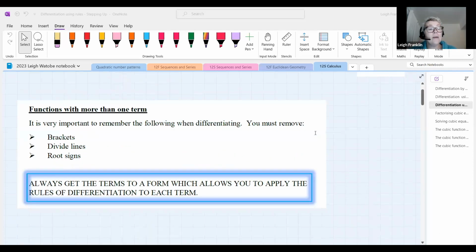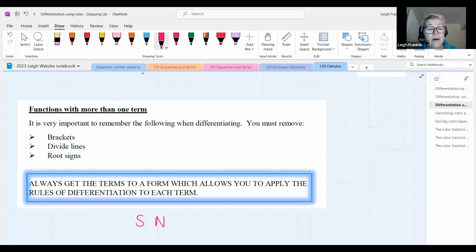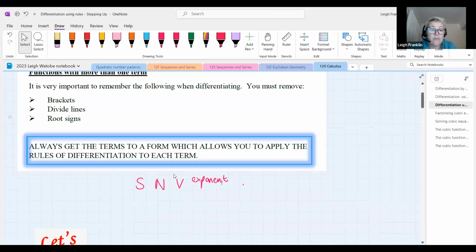Okay, so always get your terms to a form which allows you to apply the rules of differentiating to each term. So what I mean by that is that you are writing each term, okay, sign, number, variable in the numerator with your exponent, and then you can apply your power rule to every single term.